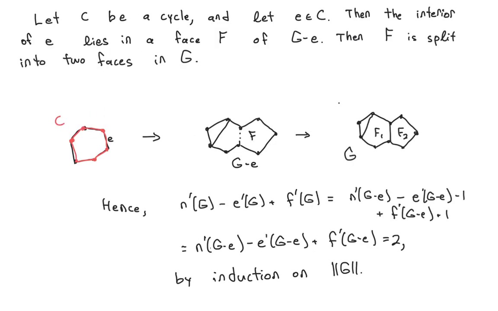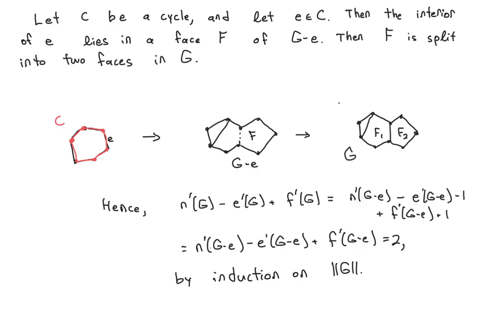So suppose your graph is not a tree, then it has to have a cycle. So take a cycle and take an edge on the cycle. Then if you delete that edge from the graph, you're going to get a smaller graph that also has a plane drawing. Just draw the same drawing as you did before, but don't draw that edge. The interior of this edge, E, that you deleted, has to lie in some face of the drawing of G minus E. So let's call that face F.